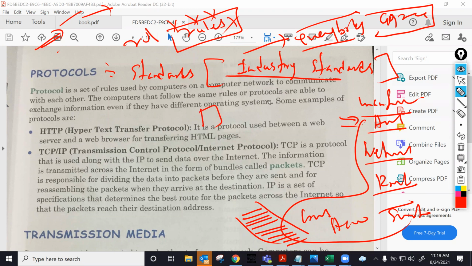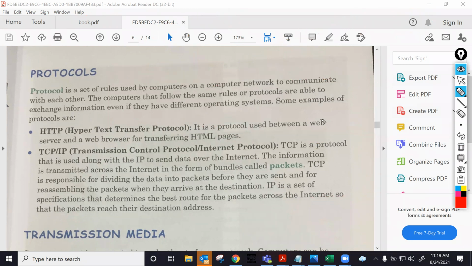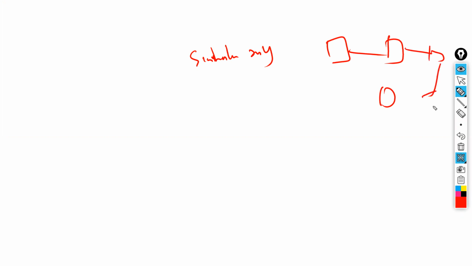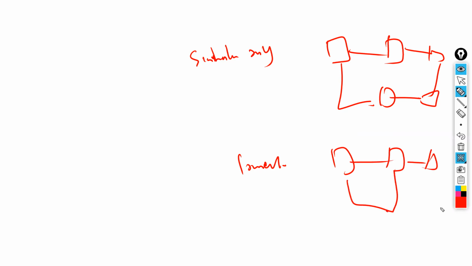Because other computers should be, see, it's like this, no? You are talking Sinhala only. Some computers, assuming that they talk Sinhala only, can't understand other languages. Some computers can understand only English. Some computers can understand only Tamil. So they are Tamil, they can understand only Tamil. Here they can understand only Sinhala.